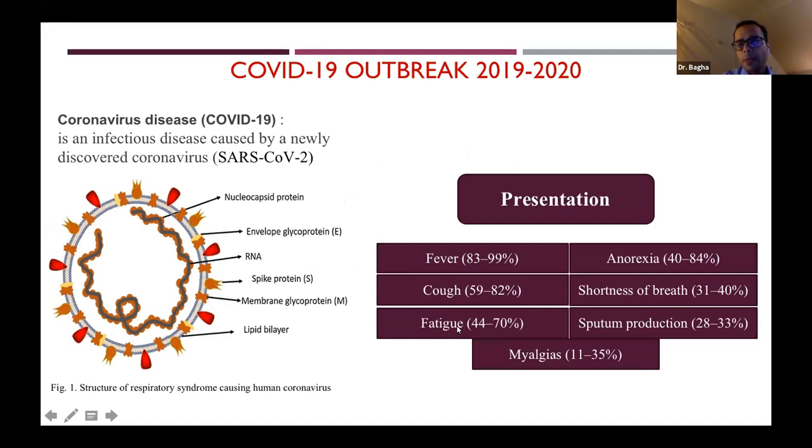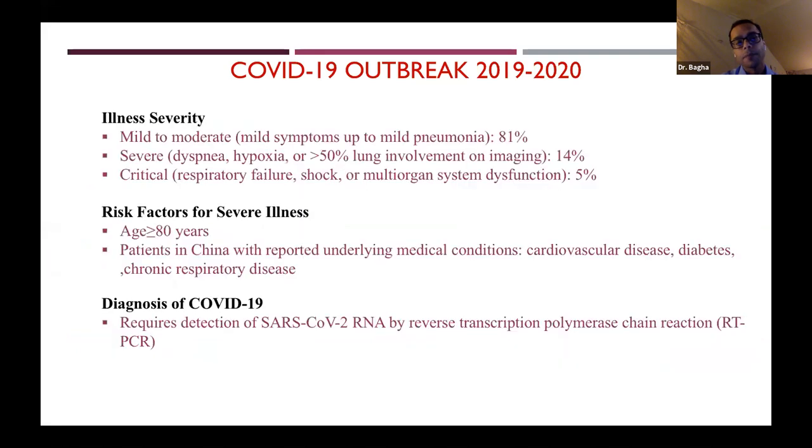Now, the most common presentation of the coronavirus is fever in 83 to 99%, cough in 59 to 82%, fatigue, which presents in 44 to 70% of patients, anorexia, shortness of breath, myalgia. And now we know it can also present with GE, acute gastroenteritis, and loss of smell and loss of taste as well.